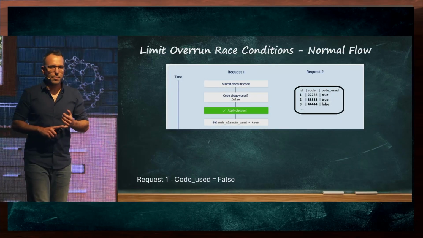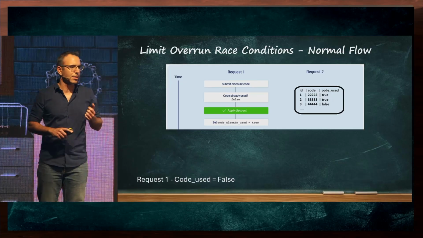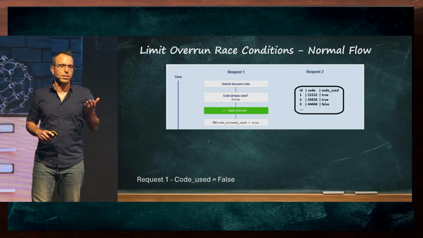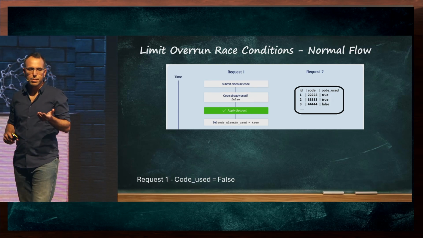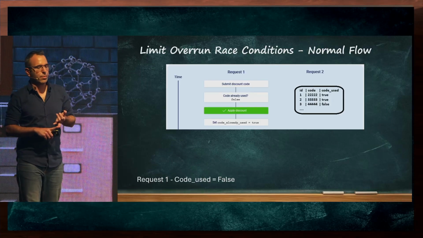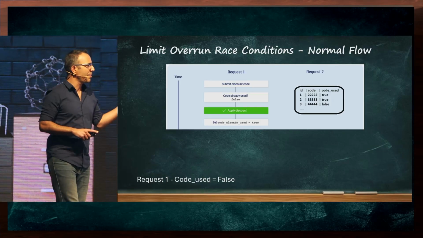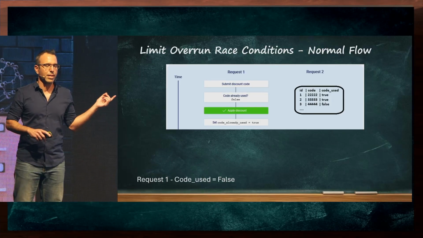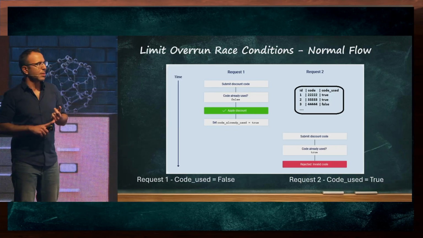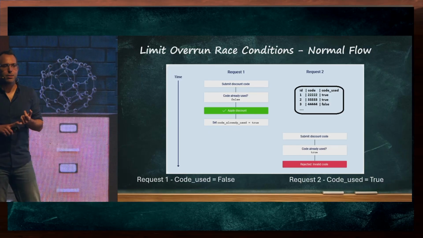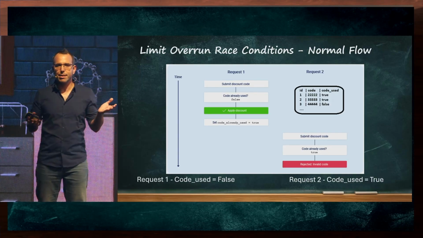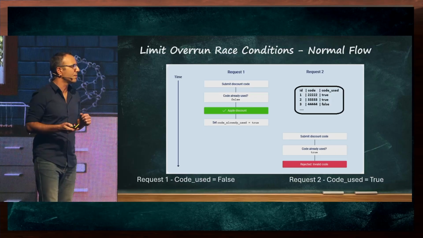We'll start with an example logic. This is our example logic. A request arrives with a discount code, and if the code is not used yet, it will be accepted, and the discount will be applied. Then we set the limit, the already used variable, to true. Then a second request arrives with the same discount code. This time, the code used variable is set, so it will be rejected. Generally, this is the expected behavior.